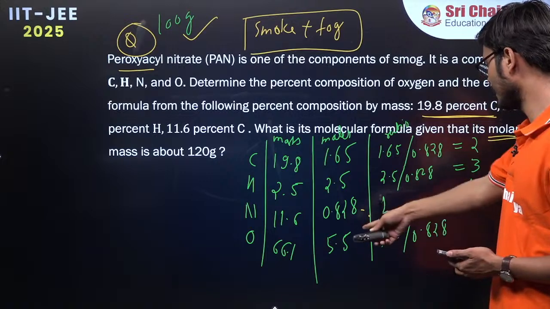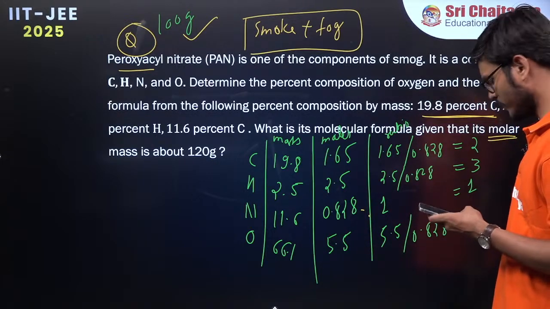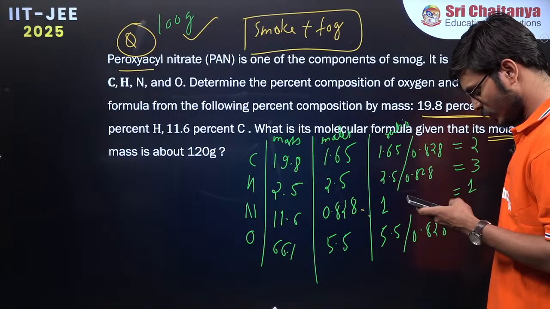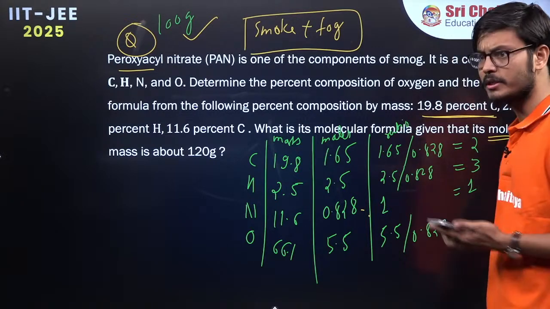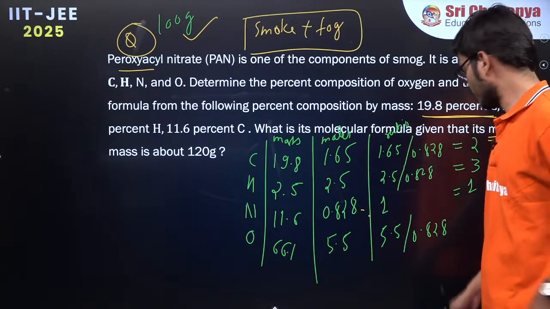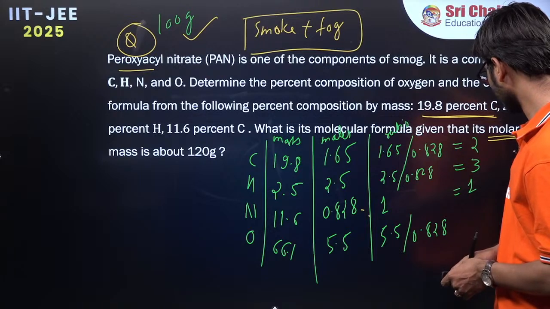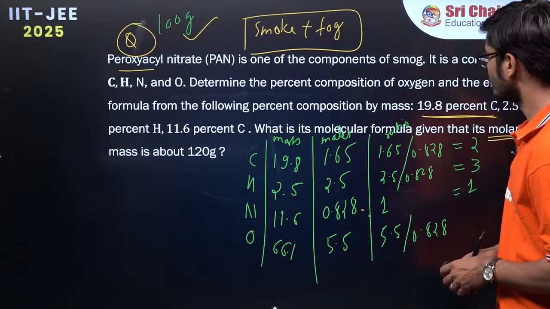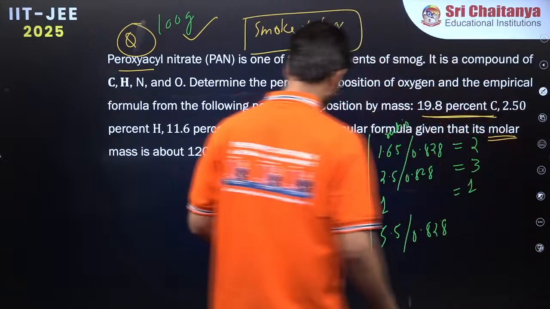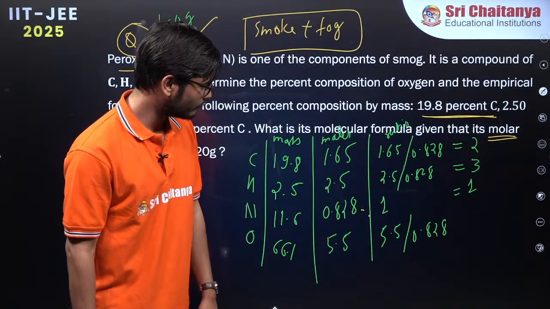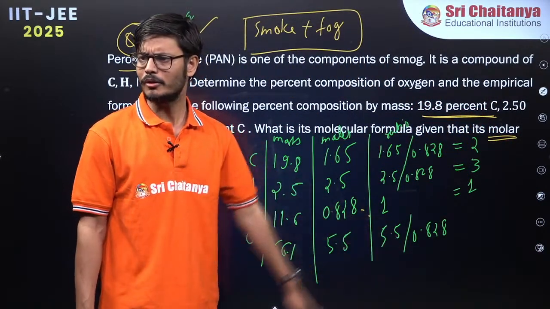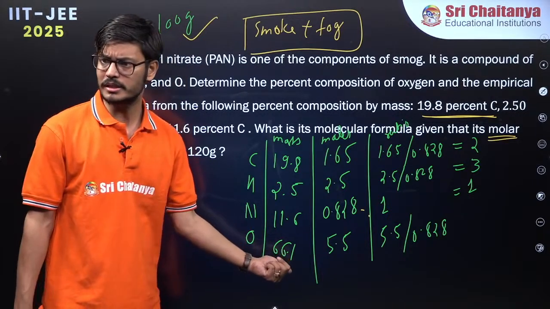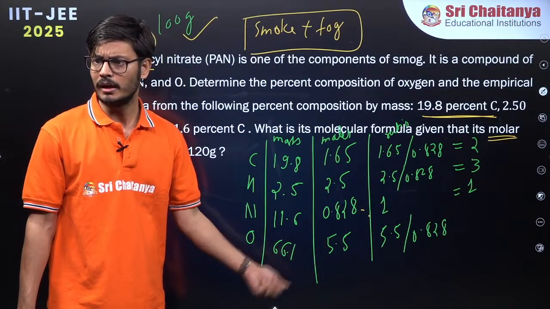66.1 divided by 16, 5.5. 5.5 by 0.828, 6.64. Are we doing any mistake over here? This should be 5, right? 66.1, this will be 5.5. Are we using a wrong mass? Wrong mass for what, tell me, beta ji? This is wrong, 66.1. What is this mass?